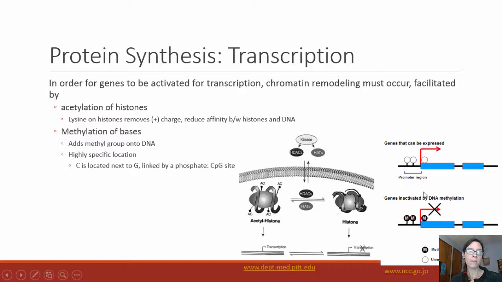Transcription also depends on the methylation of bases. If we add a methyl group onto DNA in a very specific location, it will impact whether that gene is transcribed. Here we can see our promoter region and a gene that can be expressed, whereas if the gene is methylated, then it stops transcription. So through these mechanisms, we can alter whether our genes are going to be transcribed or expressed.